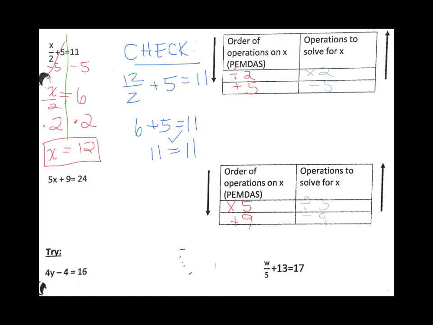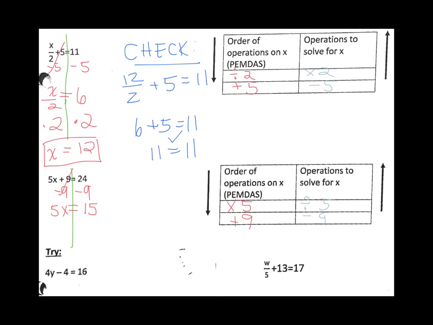So let's go ahead and draw our line. And the first thing that I want to do is get rid of the adding 9 because I'm working through reverse order of operations. So I subtract 9 from the left and I subtract 9 from the right. When I subtract 9 from the left-hand side, I'm left with 5x. 9 minus 9 is 0, so they cancel out. 24 minus 9 is 15.